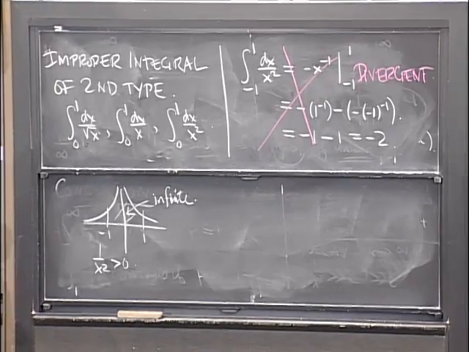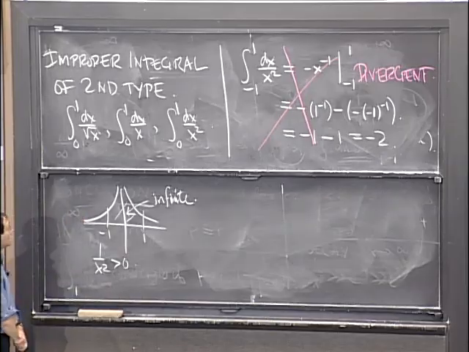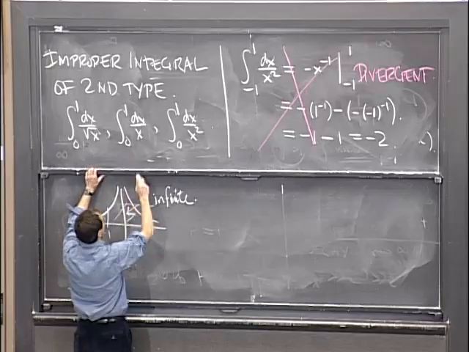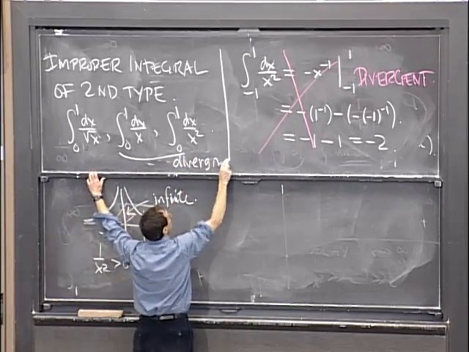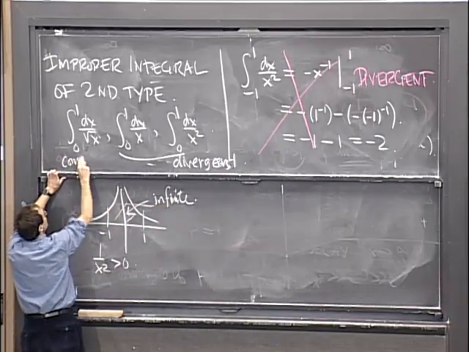So what I want you to do here, so I think we'll have to finish this up very briefly. Next time, we'll do these 3 calculations, and you'll see that these 2 guys are divergent, and this one converges. And we'll do that next time.